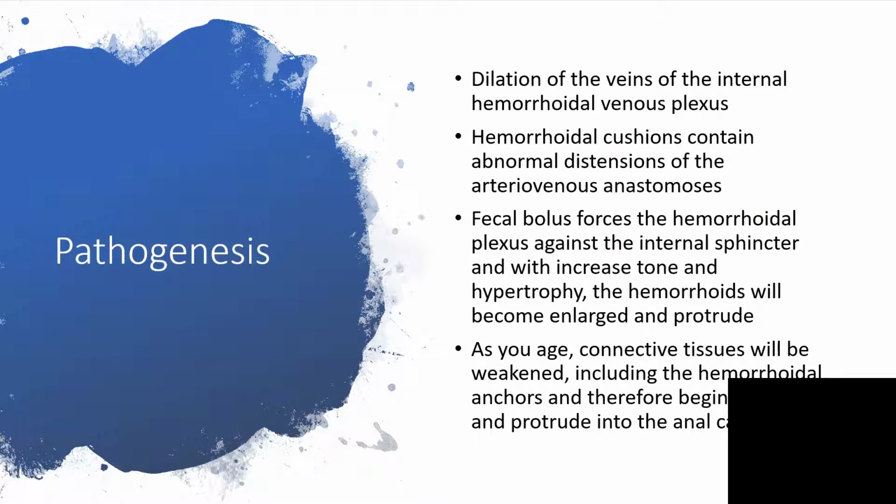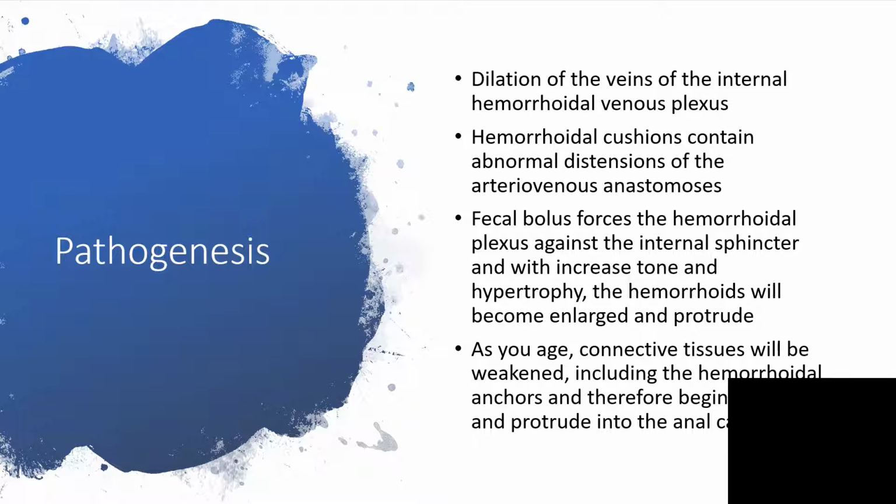The pathogenesis is essentially that there is dilation of the veins of the internal hemorrhoidal venous plexuses. The hemorrhoidal cushions contain abnormal distensions of the arteriovenous anastomosis. The fecal bolus forces the hemorrhoidal plexuses against the internal sphincter, and with that there will be increased tone and hypertrophy. The hemorrhoids will become enlarged and protrude.